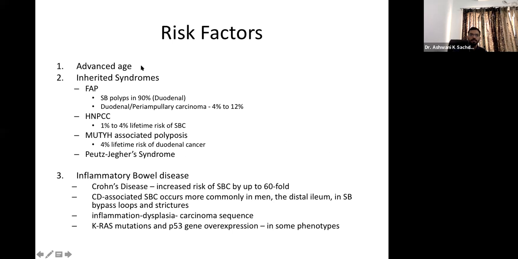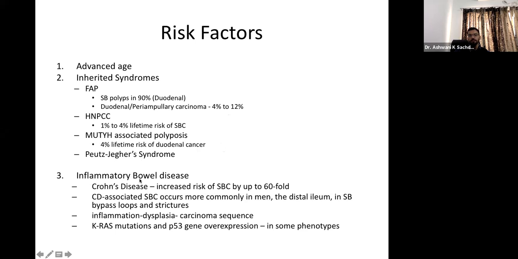So what are the risk factors? Advancing age, and inherited syndromes like those associated with colorectal cancers, which are also associated with small bowel tumors. FAP, familial adenomatous polyposis, is associated with duodenal or periampullary carcinoma. HNPCC carries about a 1 to 4% lifetime risk of small bowel cancers. MUTYH-associated polyposis carries about a 4% lifetime risk of duodenal cancer. And Peutz-Jeghers syndrome.